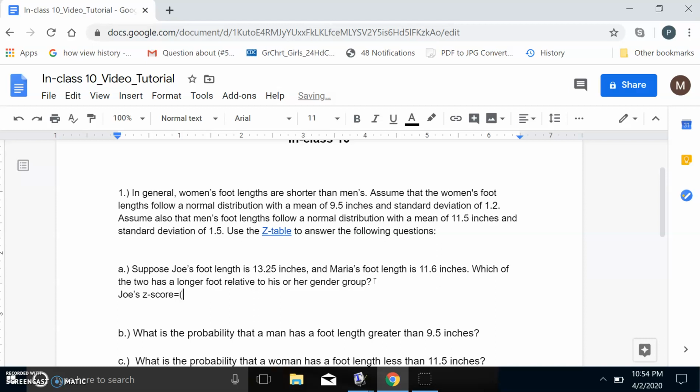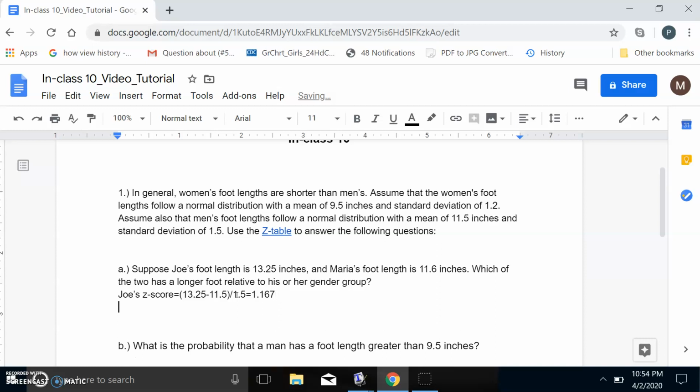Again, the z-score is going to be his foot length minus the mean for the men, which is 11.5, divided by the standard deviation, which is 1.5. If you work this out, you get 1.167. Now let's do Maria's z-score.